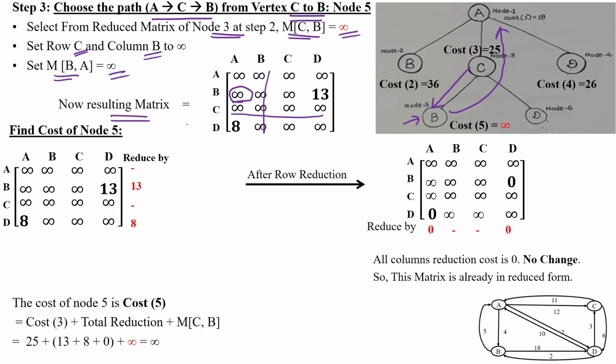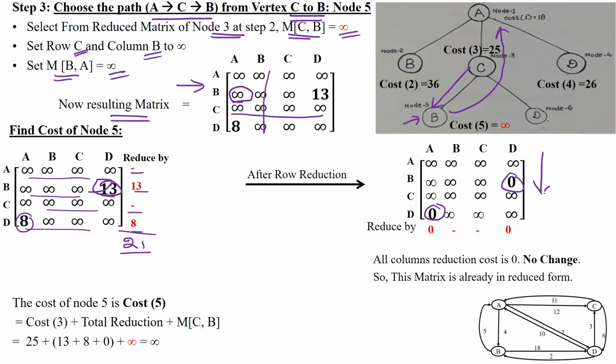Now we have to apply the total reduction using row reduction and column reduction for this resulted matrix. Here all are infinity, and 13 is the minimum element. Here all are infinity, and 8 is the minimum element. So by row reduction you get a cost of 21. Now apply the subtraction: here all are infinity, 13 minus 13 is 0, and 8 minus 8 is 0, remaining all are the same.